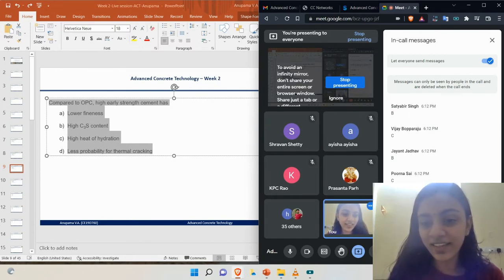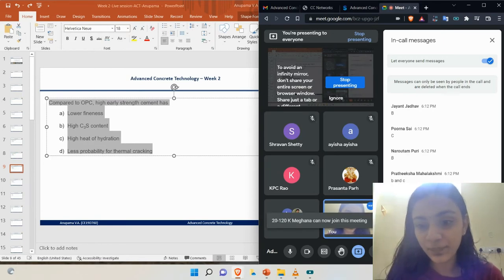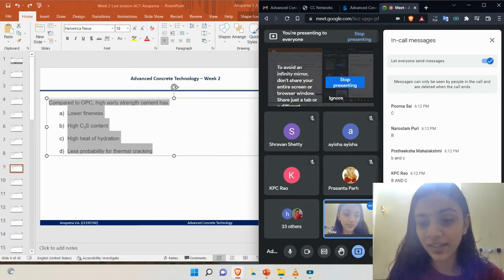Any more answers, or do you want to modify your answers? Option A, lower fineness. Option B, high C3S content. Option C, high heat of hydration. And option D, less probability for thermal cracking. Does anyone else want to change your answer or give any new comments on this question?